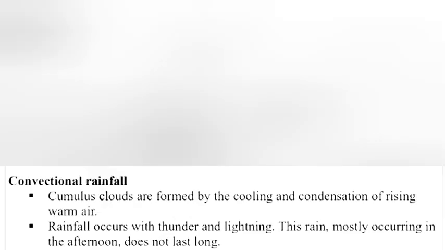dry air. Convectional rainfall. Cumulus clouds are formed by the cooling and condensation of rising warm air. Rainfall occurs with thunder and lightning. This rain, mostly occurring in the afternoon, does not last long.